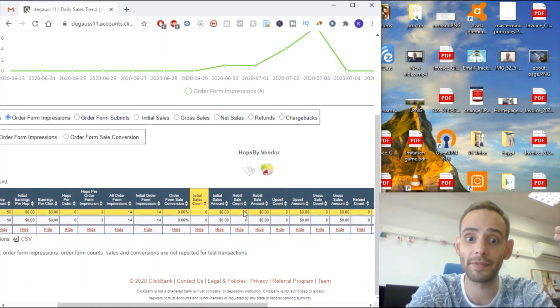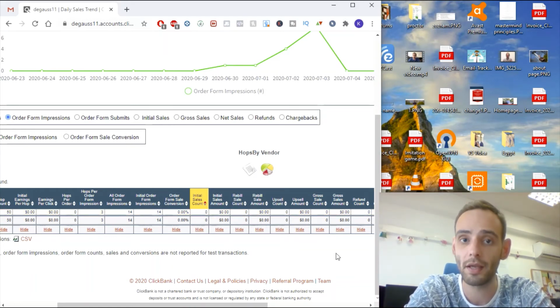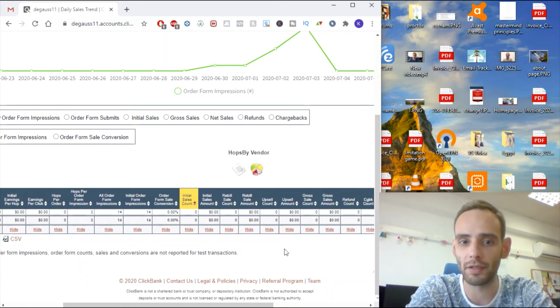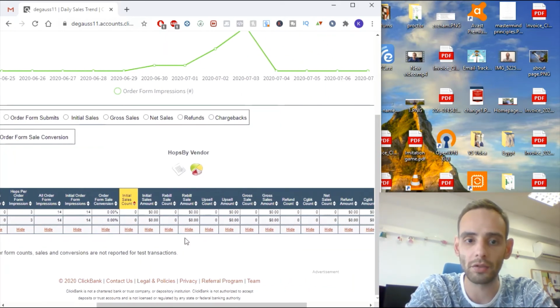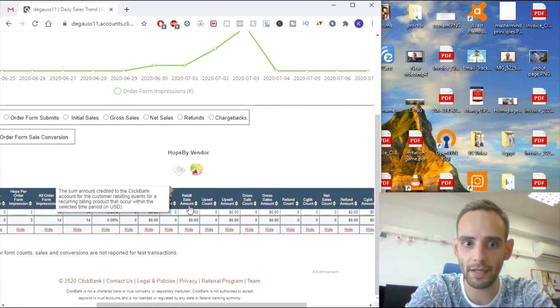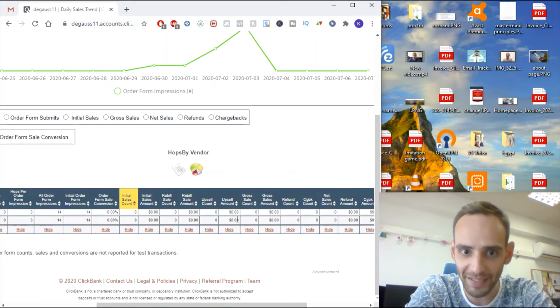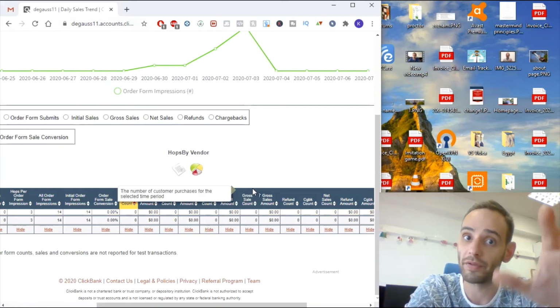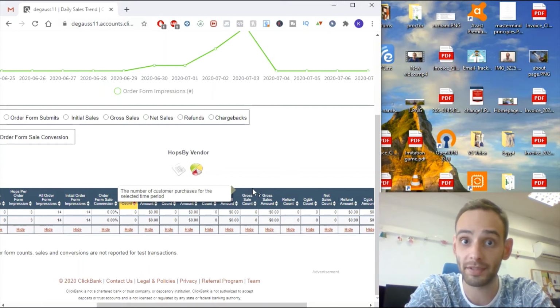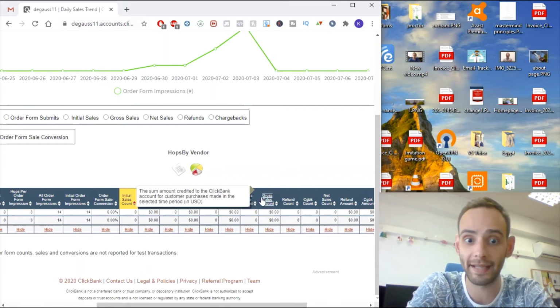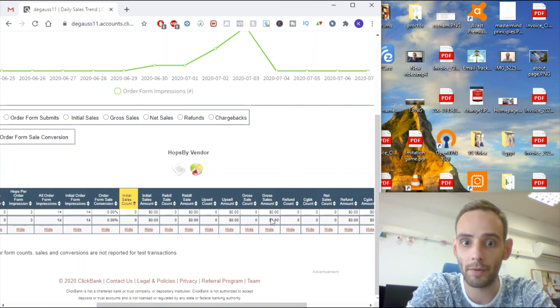Rebill is when something is a recurring payment for a product, which most of the products over here are, especially in the make money online niche. So here is your rebill sale count. Here is the upsell count and upsell amount. Then you have the gross sale count. So again, the gross sale that we've spoken about in the first tables, in the weekly and daily sales snapshot.